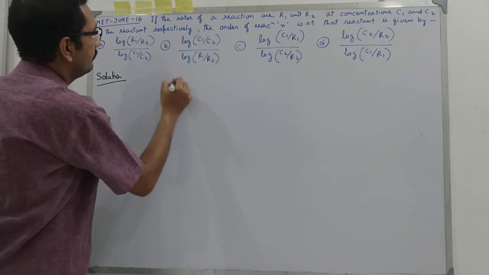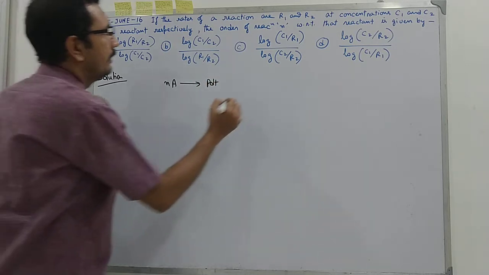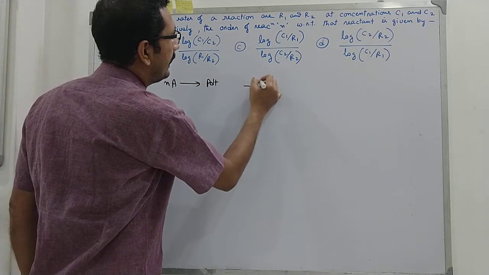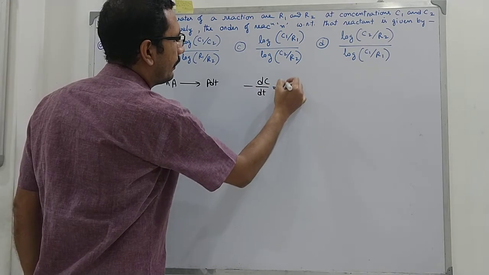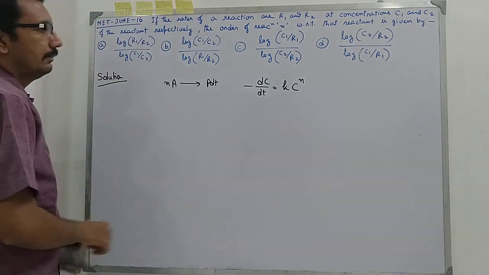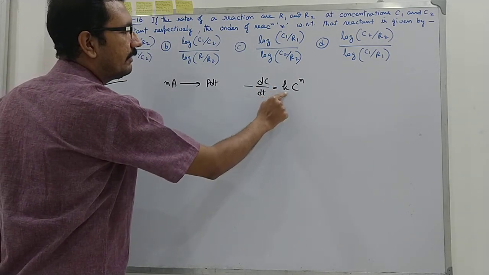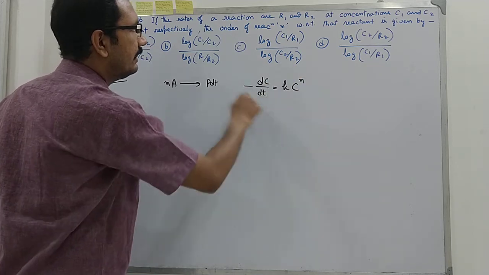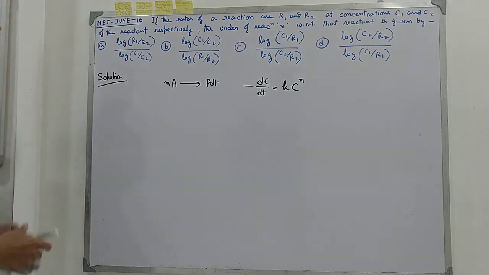for this reaction, say nA → product, the rate of disappearance of the reactant is given by this rate equation. So -dC/dt equals k into C to the power n. So this is an nth order reaction. Now we have to find the order n for this reaction.